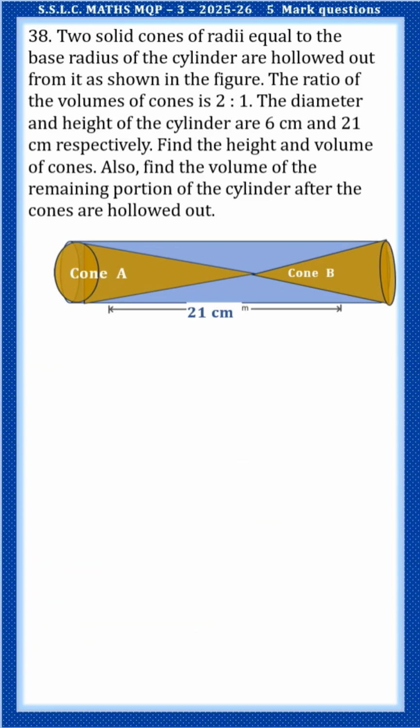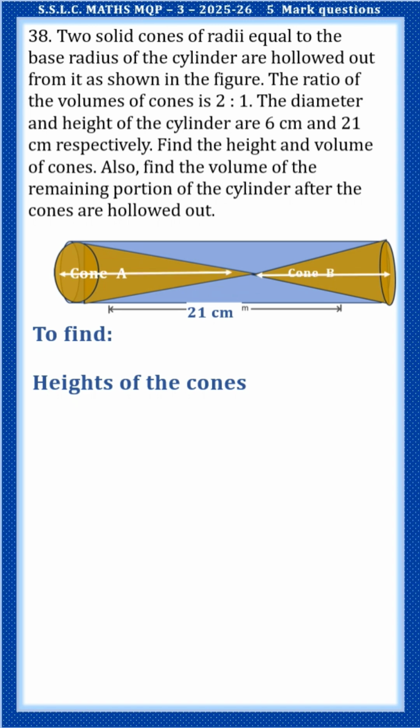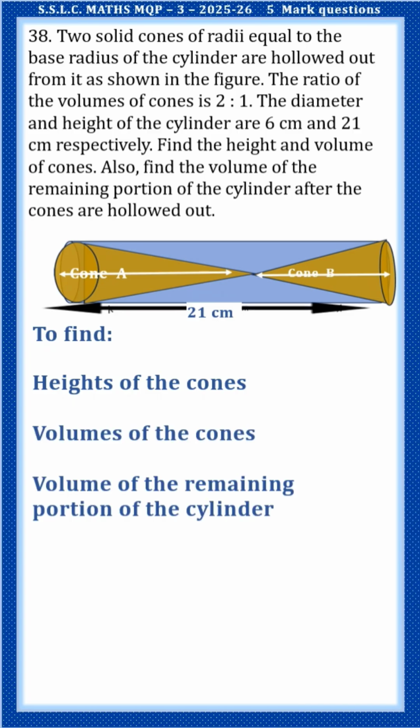Now, what to find out here? According to the question, heights of the cone. Look at the figure. This is the height of the cone A. This is the height of the cone B. And also volumes of the cones, both cone A and B. Volume of the remaining portion of the cylinder.